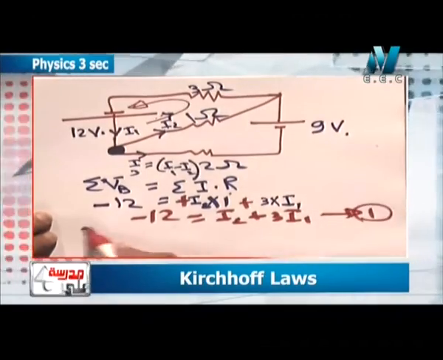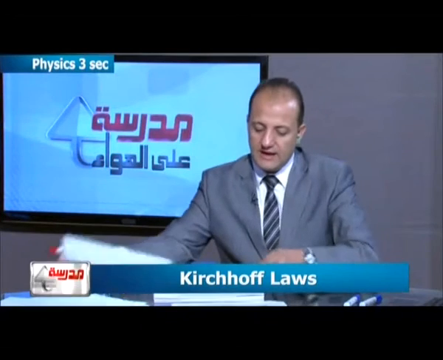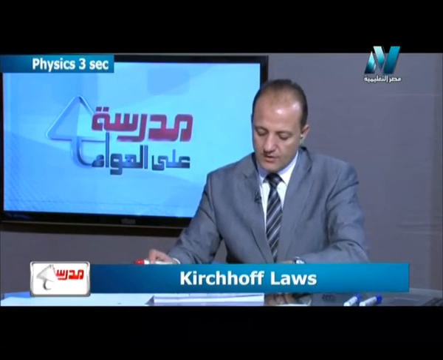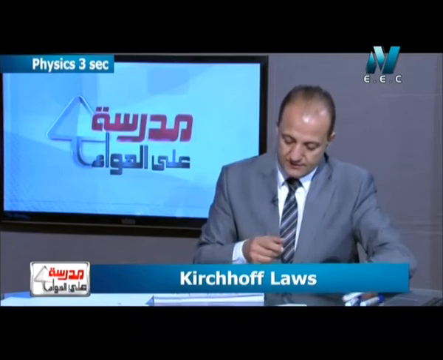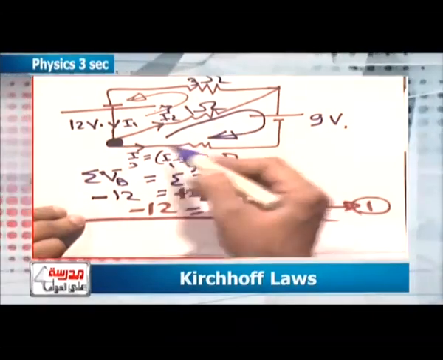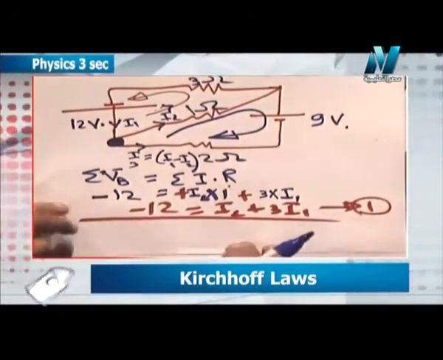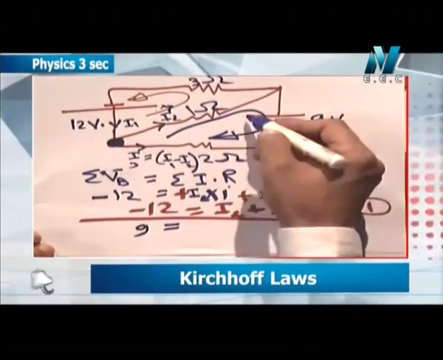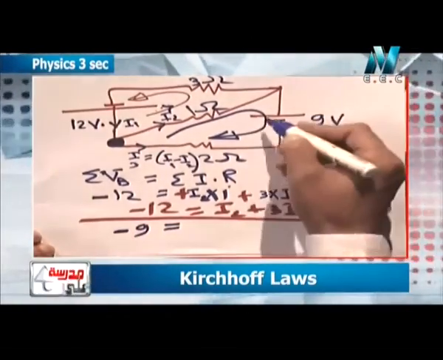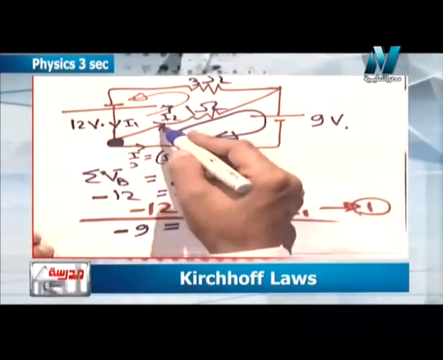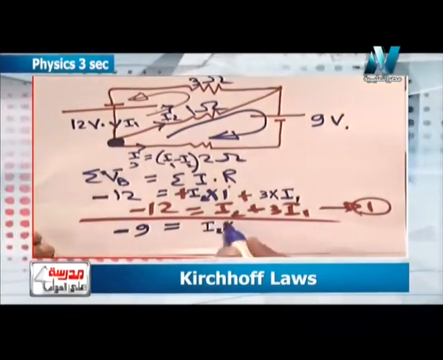Equation number 1. And equation number 2 in the second loop. Make it like that, clockwise or anti-clockwise, whatever. But here, 9. What about 9? Negative. Why? The loop goes from positive to negative, so negative. I2 times 1.